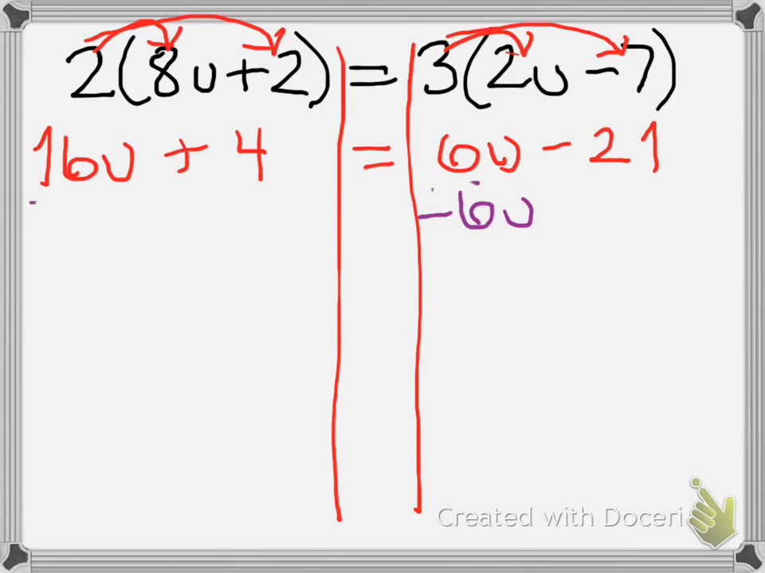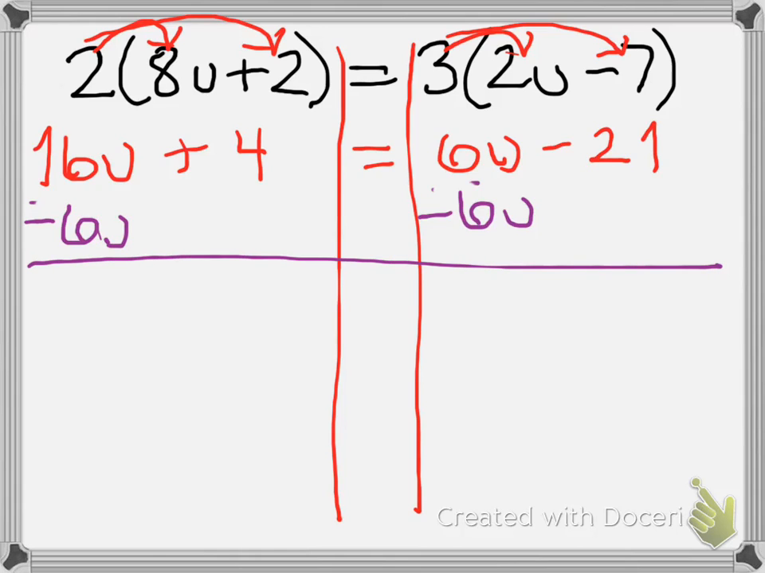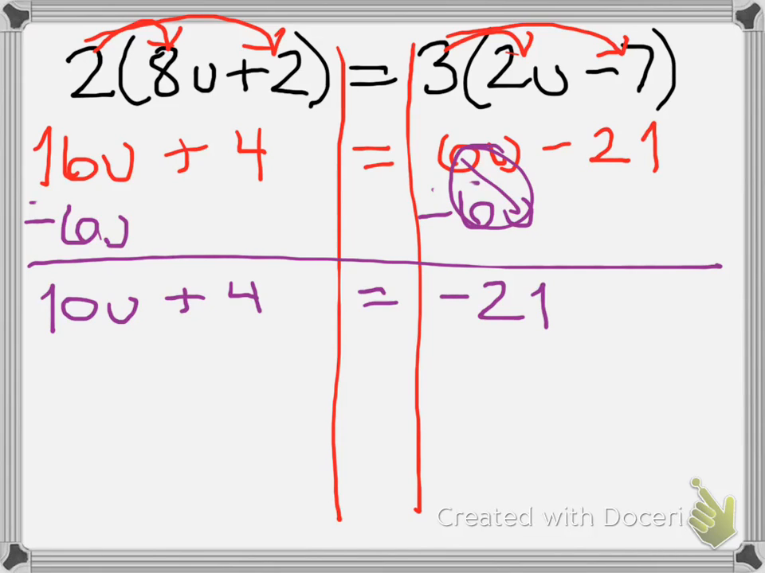So 6u goes over here, and it comes under here as well. Okay? And we're going to simplify this. So 16u minus 6u is going to be 10u. And then we got plus 4 equals, and then the 6u minus 6u are going to cancel out, and that's going to leave us with a negative 21.